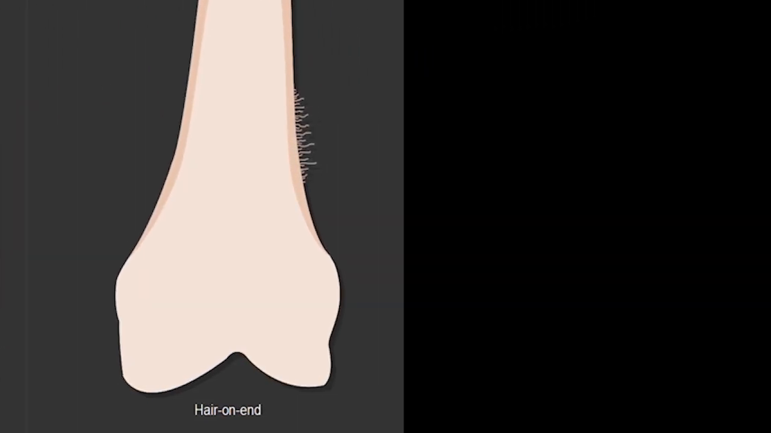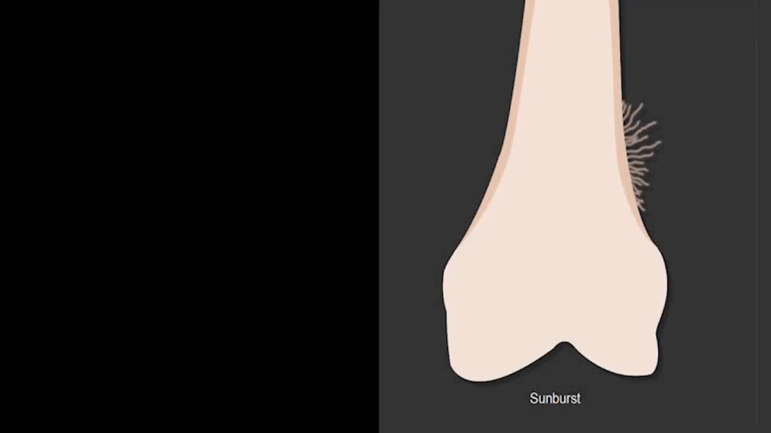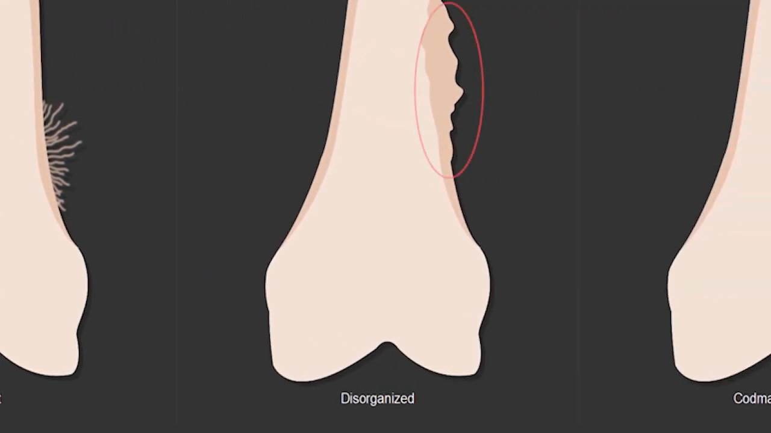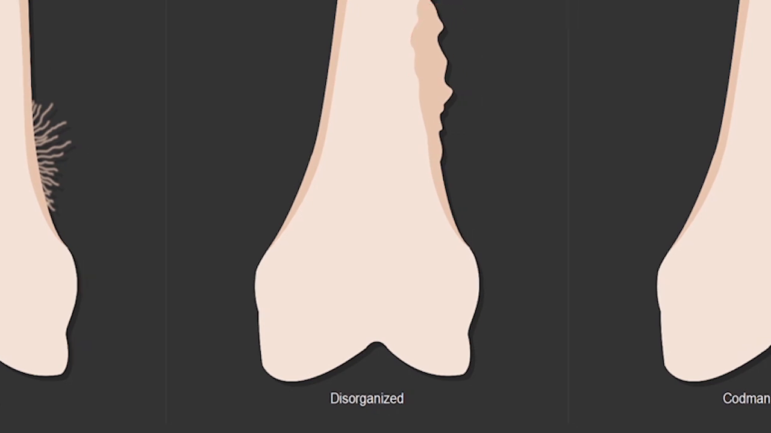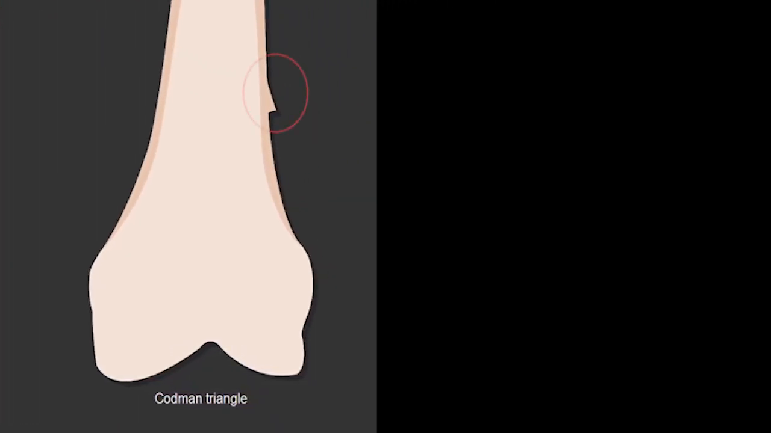Now, this is a hair-like periosteal reaction on the periosteum. This is sunburst periosteal reaction. The next one is a disorganized type of solid periosteal elevation. Mostly it occurs in tumors. This is Codman's triangle periosteal reaction. Now, I think the basic concept about the periosteal reaction is becoming very clear.